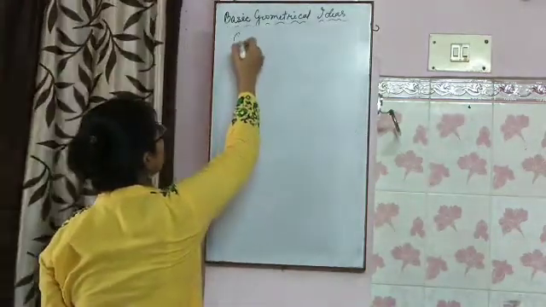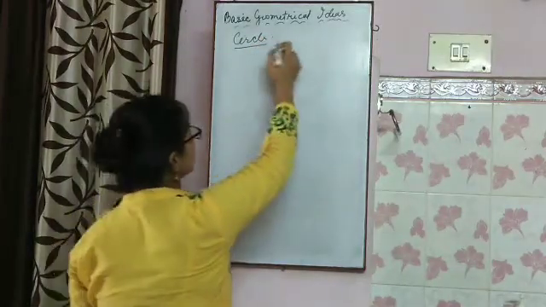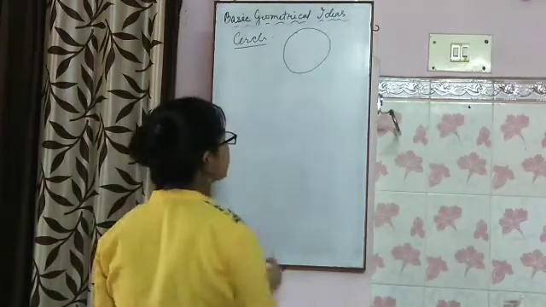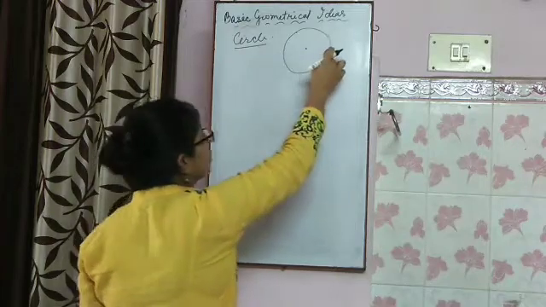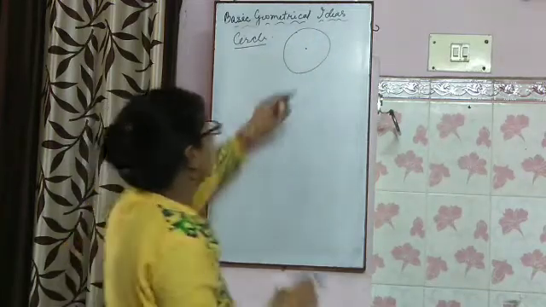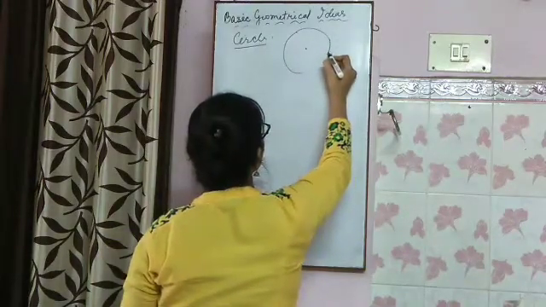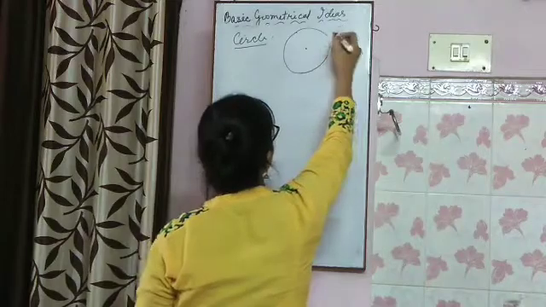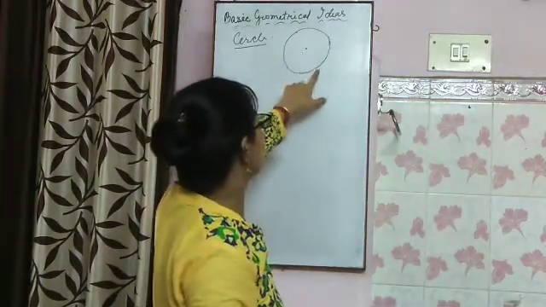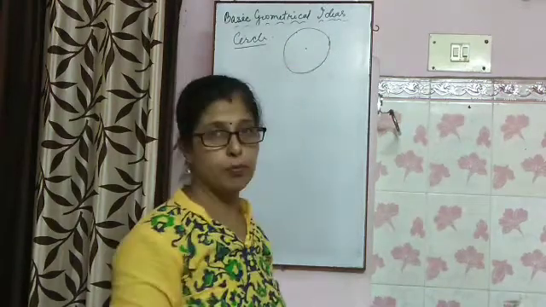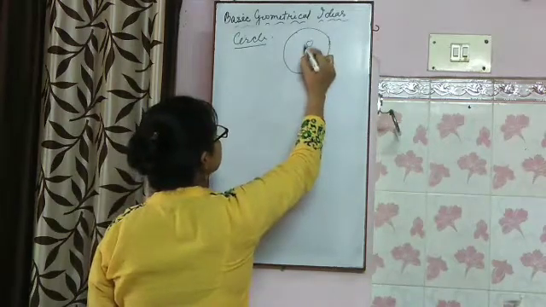Lastly, I am showing you circle. Now what circle means? It is a closed figure, the distance of each of the points on the boundary are equal from a fixed point. That is called a circle. So that fixed point is called center.